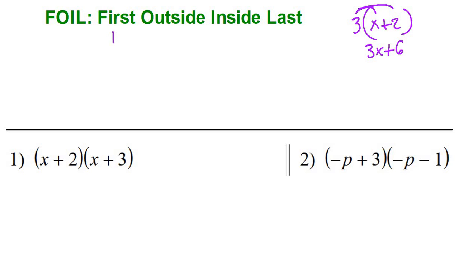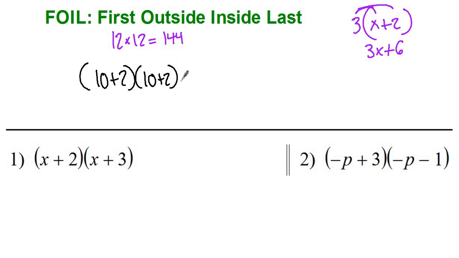So suppose I asked you what is 12 times 12, and hopefully you could tell me that equals 144. Now it would be a little bit strange to write it this way, but you could write 12 as 10 plus 2, and you could write 12 times 12 as 10 plus 2 times 10 plus 2. Again, a little bit strange to write it that way, but it would work. Okay, let me show you how you can use FOIL now on this.